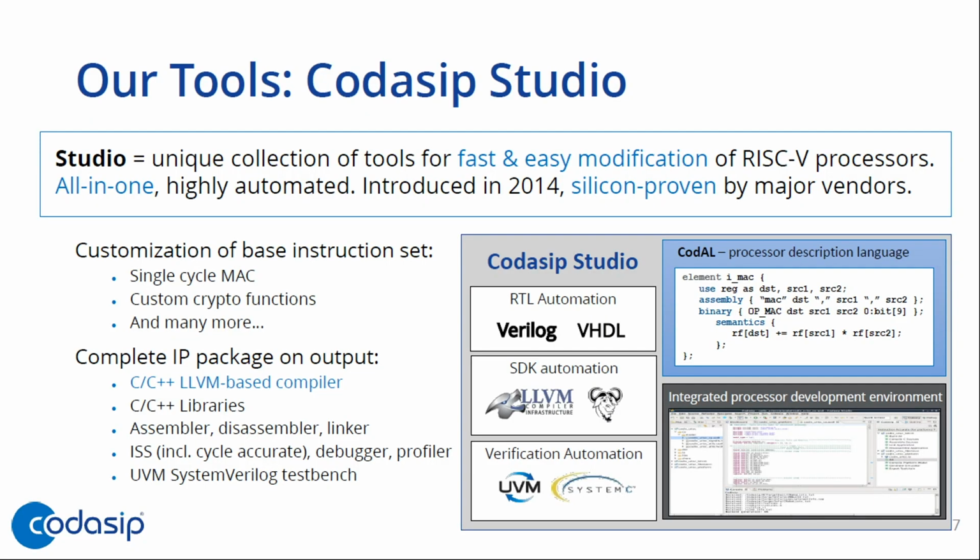And using this approach, because you have just a single description, obviously you have to verify that, it's clear, but the amount of time and resources is much less than in the standard manual approach. So for the design tool, we have a tool that's called Studio. It's actually a bunch of tools. It's not a single one. It was introduced in 2014, silicon proven by major vendors, and customers use it together with RISC-V IP a lot.